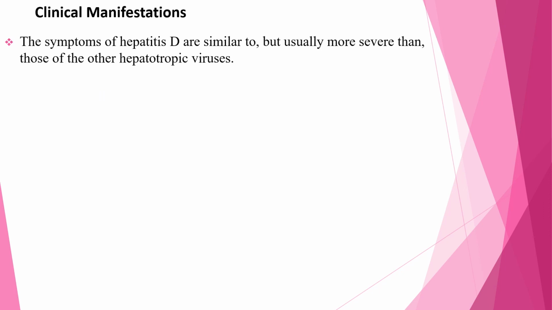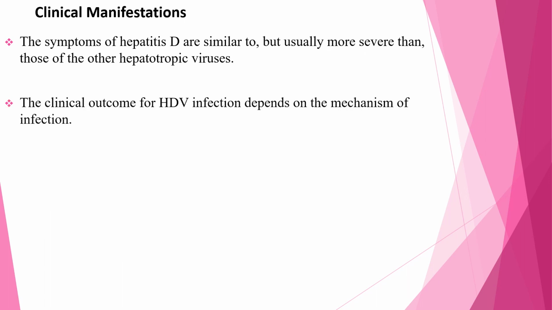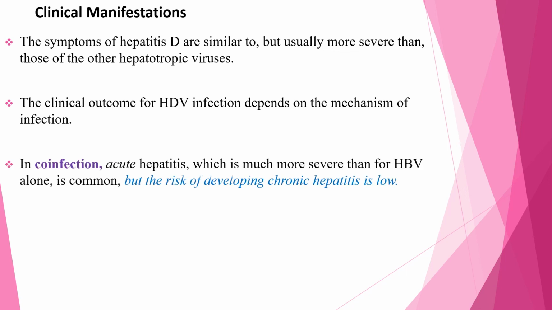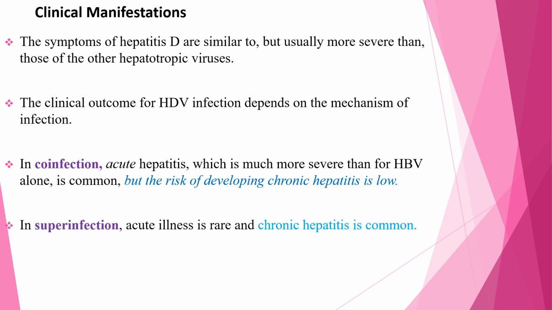When we see clinical manifestation, the symptoms of hepatitis D are similar to, but usually more severe than those of the other hepatotropic viruses. And the clinical outcome for hepatitis D virus infection depends on the mechanism of infection. In co-infection, acute hepatitis, which is more severe than that of hepatitis B virus alone, is common, but the risk of developing chronic hepatitis is low. Whereas in superinfection, acute illness is rare and the chronic hepatitis is more common.